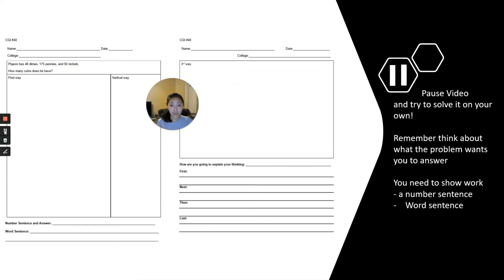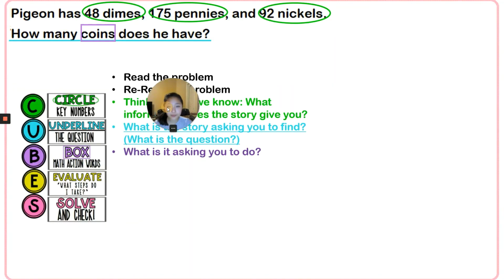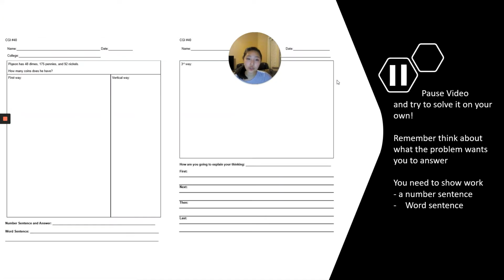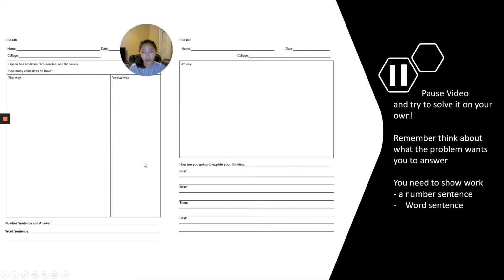But make sure that you're remembering this. I'm actually going to go back to this page real quick before we go to make sure you understand. Dimes, pennies, and nickels are all coins. So if they're asking for how many coins does he have, what do you have to do to all three of those numbers? Which you're going to actually use this page to explain to me what you need to do. Make sure this whole first page is filled out. And then after you watch my videos, you can fill out the second page. I'll see you in a little bit.